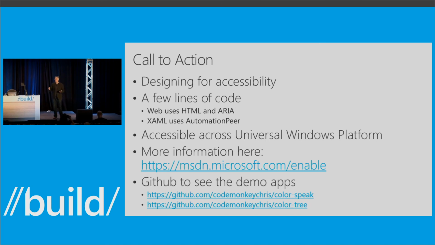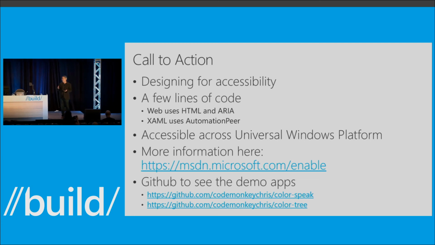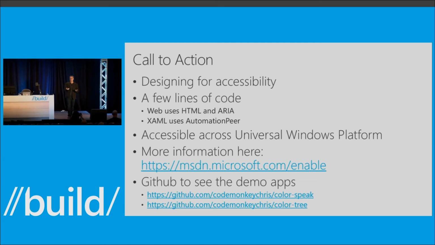In the HTML world, it's all about ARIA. It really helps divs be decorated in a way that can be accessible. And then both our automation peers and automation properties are what we use to help make XAML accessible. And all of this goes across the whole Windows Universal Platform. So on the mobile device or the desktop, you're going to get that same experience that you want.